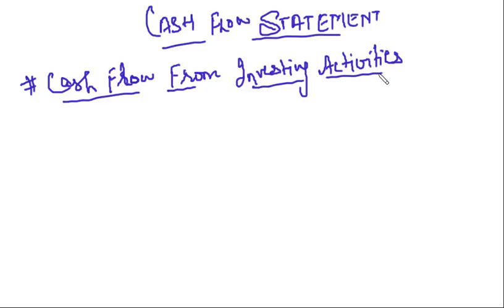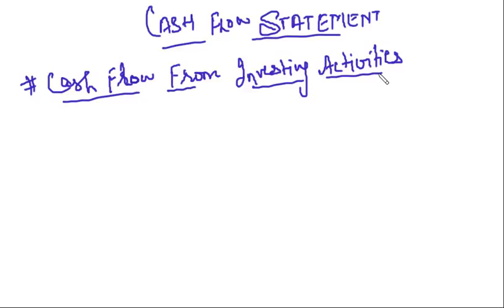Now, as we have discussed, cash flow from investing activity involves two things: the purchase and sale of fixed assets and long-term investments. The other thing it involves is the loans and advances given. Clear? Similarly, for the sale and purchase of long-term investments, the income earned from these investments will also be considered while calculating cash flow from investing activities.